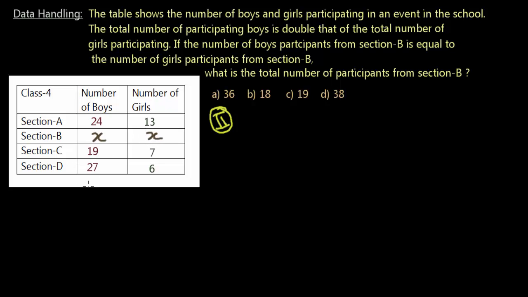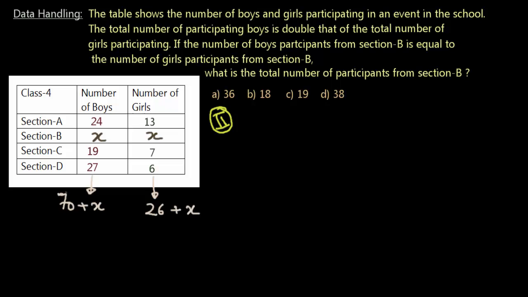So this is equal to 24 plus 19 plus 27. As we have added them up, there's no need to do that same thing again. So it is equal to 70 plus x, and this is equal to the number of girls, 13 plus 7 plus 6, 26 plus x.